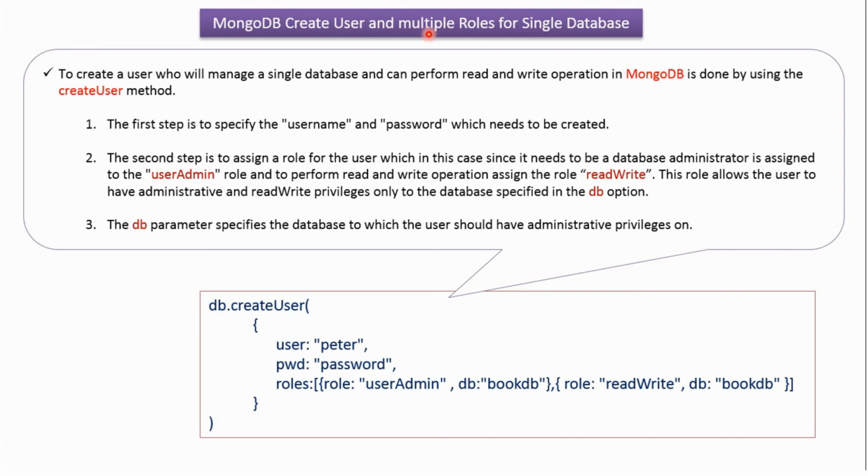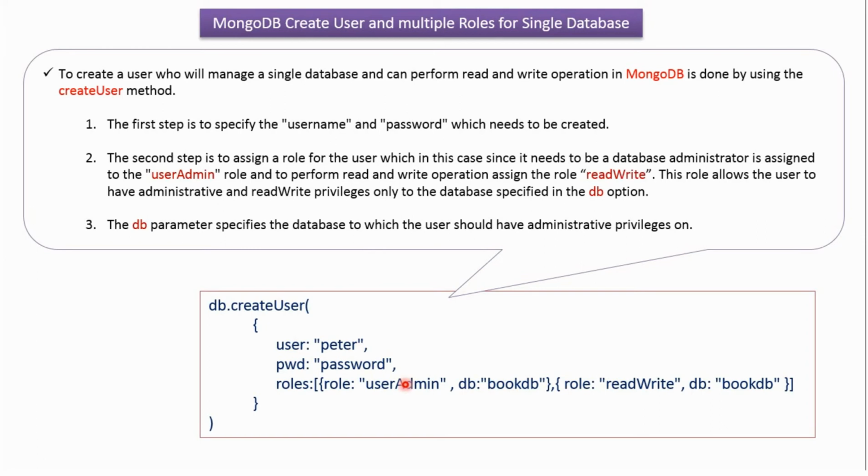In this video tutorial I will explain how to create a user and assign multiple roles to the user for a single database in MongoDB. Using the create user method, we can create the user and assign multiple roles. db.createUser, username is Peter, password is password, and roles are userAdmin and readWrite. So two roles are assigned to the user Peter, and the db parameter is bookDB.